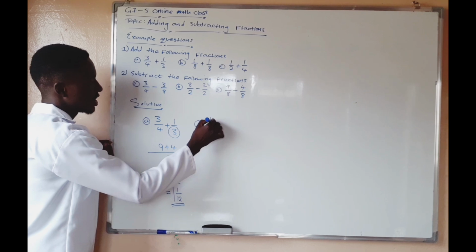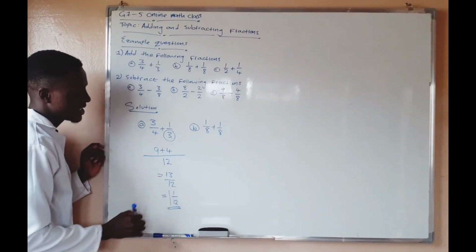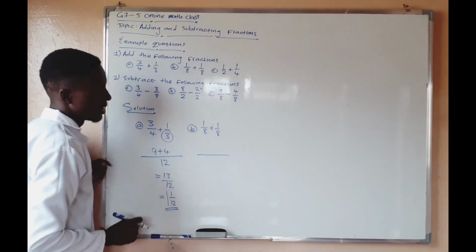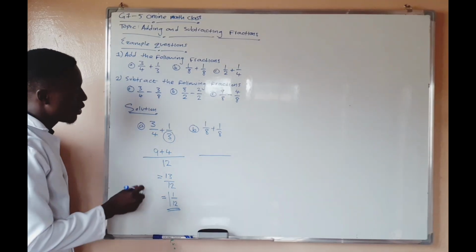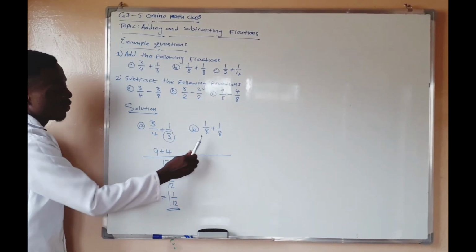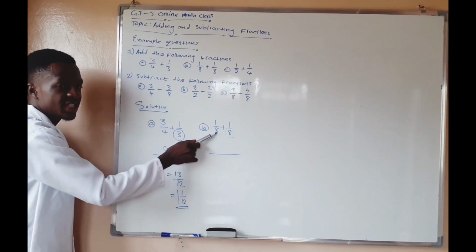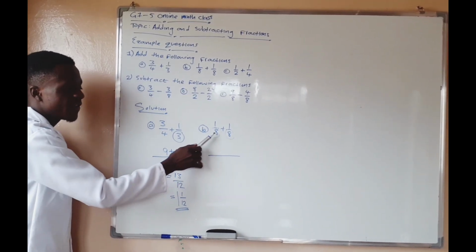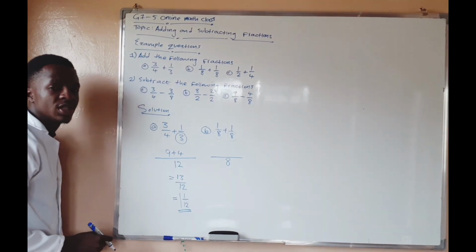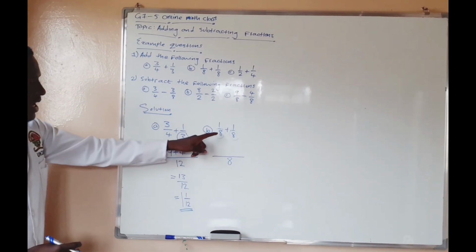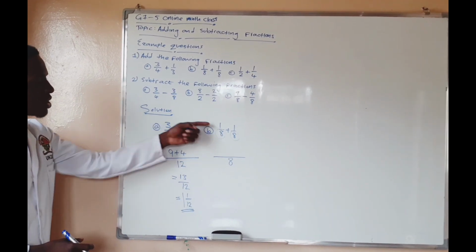Question B, we have the fraction 1 over 8 plus 1 over 8. The first thing, we draw a line, then we find the lowest common denominator. In this problem, the bases are identical. This is 8 and this is 8. If the bases are the same, you just write 8 as your lowest common denominator. Then how many times does 8 go into 8? Once. What is 1 multiplied by 1?